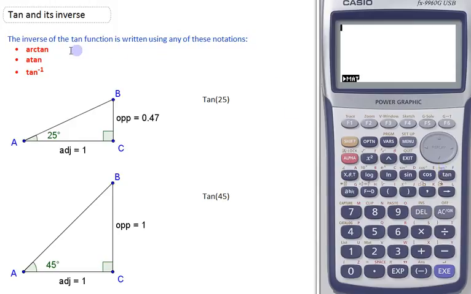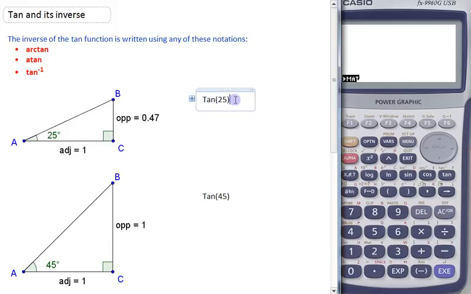But it's also called arctan or atan in some pieces of software, including OneNote and Excel, which we also use in this course. So just to show an example of how this is used, there's three examples here. In the first triangle, we have a 25-degree angle, and the ratio of the opposite to the adjacent side is 0.47 divided by 1, which will be 0.47.